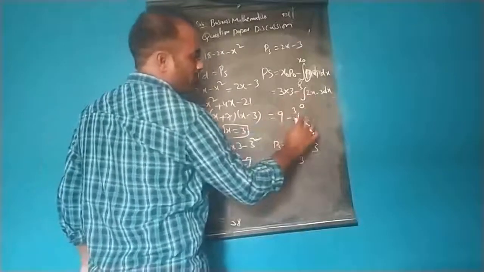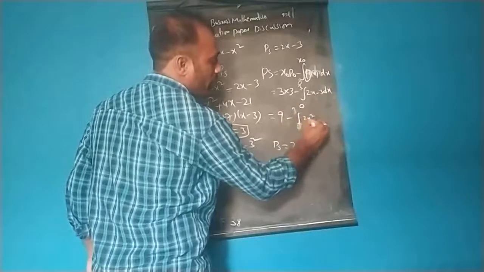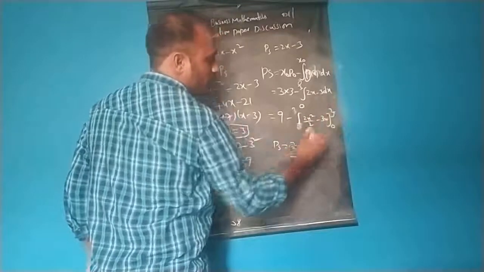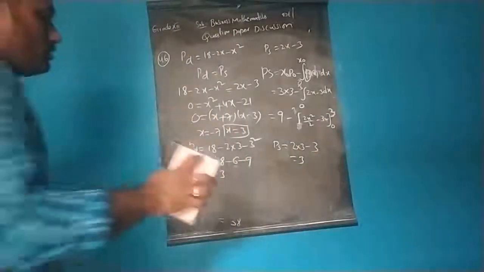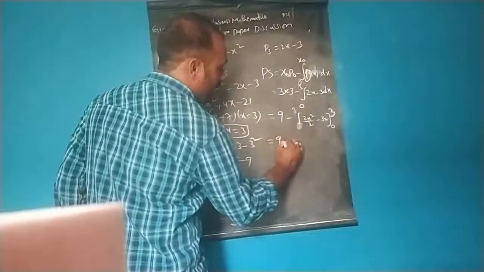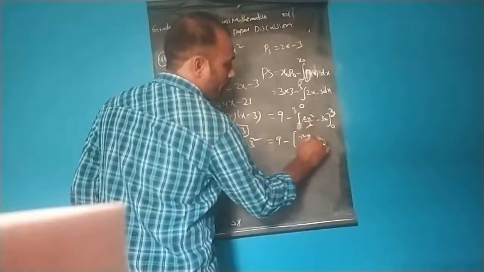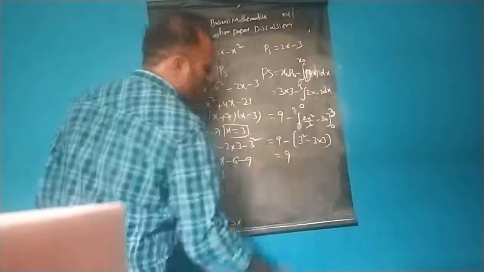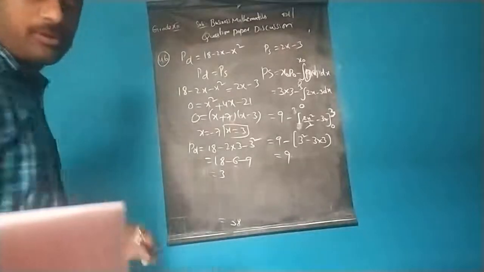If I perform the integration here, 0 to 3, 2x will be 2x square by 2 minus 3x. So 0 to 3 will be the boundary limits. It will be 9 minus, so 2 gets cancelled, x square, which is 3 square minus 3 into 3. So 9 minus 9, which is 0, so in total it will be 9 units. So the producer surplus will be 9 units, and let us find out the consumer surplus.